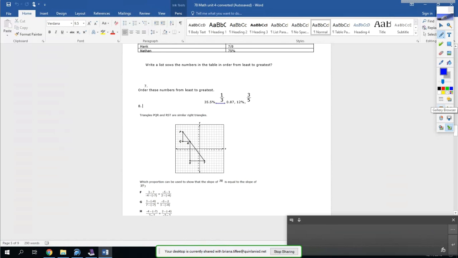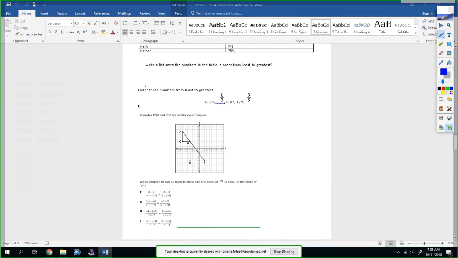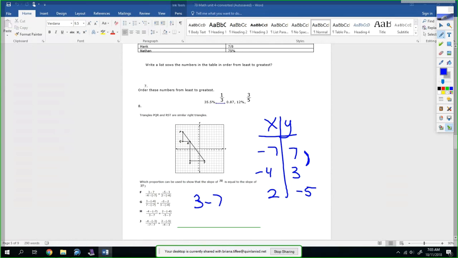And so what I'm going to do is put them in as a table. So you have X, Y. My first point will be -7, 7. The next point will be -4, 3. The next one will be 2, -5. So I need to find the rate of change between here. Well, I'm actually not finding the rate of change. I'm just showing the operation. So the first thing would be 3 minus 7. Then over here would be -4 minus -7. Okay, so those are those 2 points.